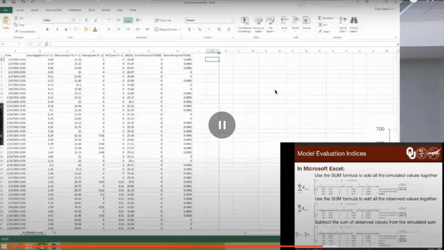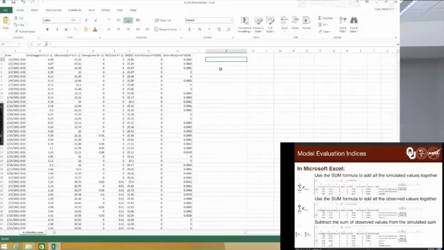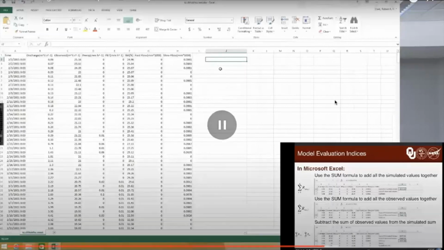bias. So you can do this in any column you want within the spreadsheet, but I'm going to go ahead and follow along exactly what I have in the PowerPoint on slide 40.